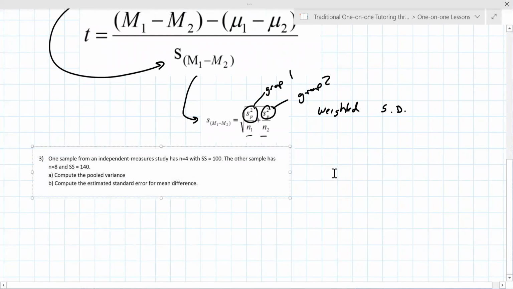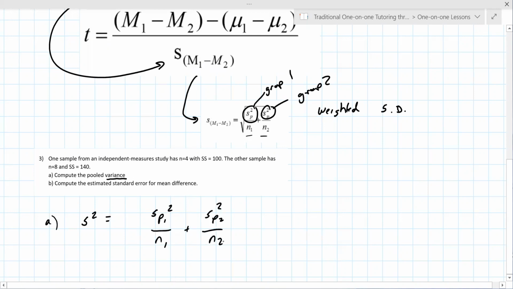So they want you to compute the pooled variance in part A. This formula right here that we just looked at, that I'm circling, is actually the standard deviation. So the variance, the S squared, is SP1 squared over N1 plus SP2 squared over N2. And they give you those quantities there. Okay.